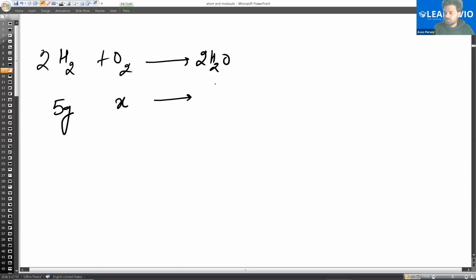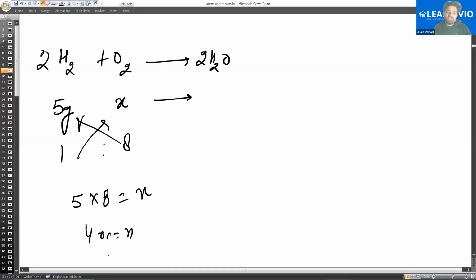Since the combining ratio of hydrogen with oxygen is 1 is to 8, we just cross multiply. When you cross multiply, you will get 5 into 8, which will be equal to x into 1. So x is equal to 40 grams. समझ आया?